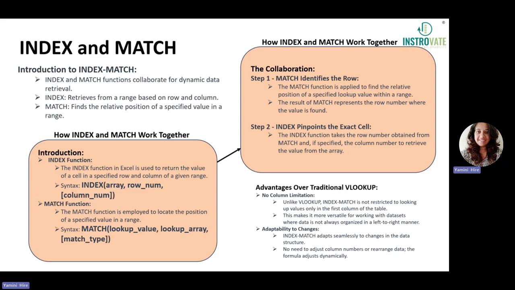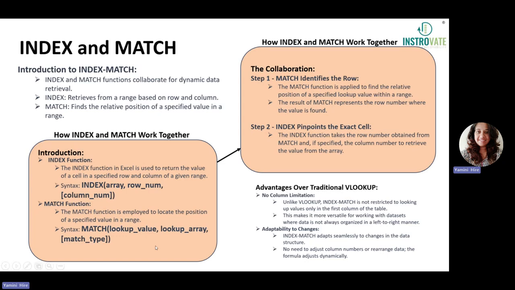The first one is INDEX and MATCH. The INDEX and MATCH functions collaborate for dynamic data. INDEX retrieves a value from a range based on a row and column. And MATCH finds the relative position of a specific value in a range. In INDEX, we pass the array and give the row number or column number, and based on that, it returns the value which is there in that particular cell.